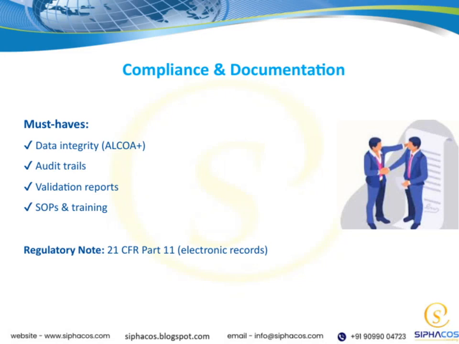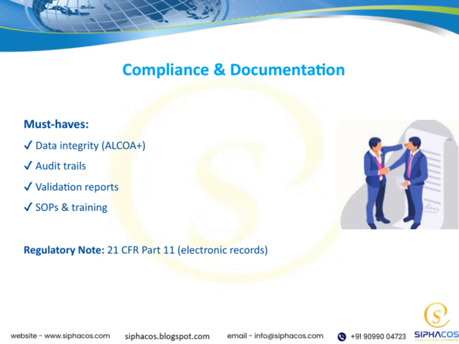Let's talk about compliance and documentation, which are crucial for ensuring quality and regulatory adherence. First, the must-haves include data integrity, specifically ALCOA plus principles. This means data must be attributable, legible, contemporaneous, original, accurate, and maintained with additional qualities like complete, consistent, enduring, and available. These are the foundation for trustworthy data.